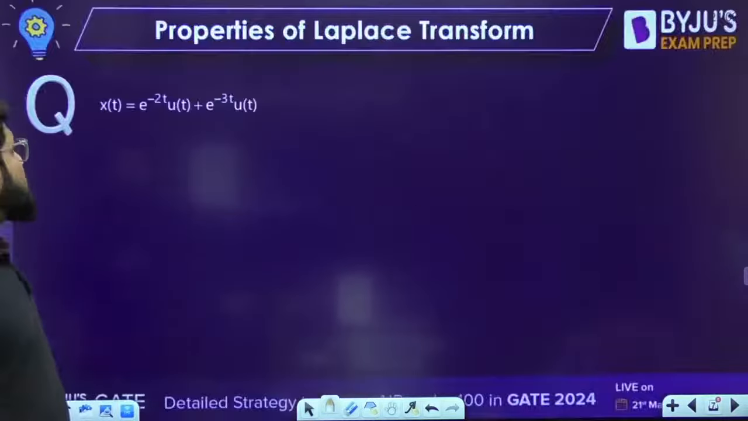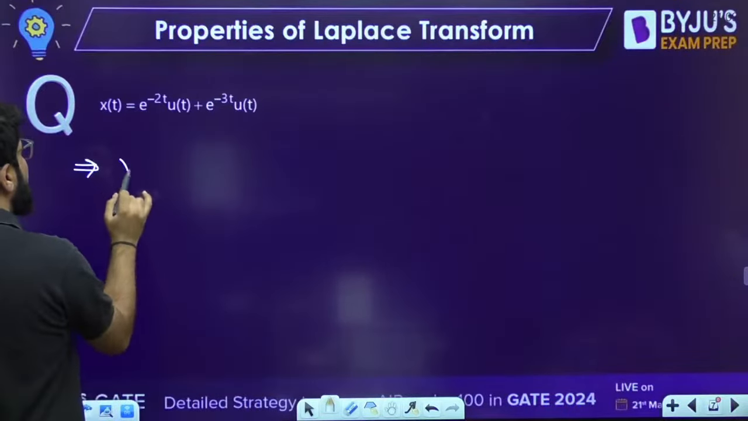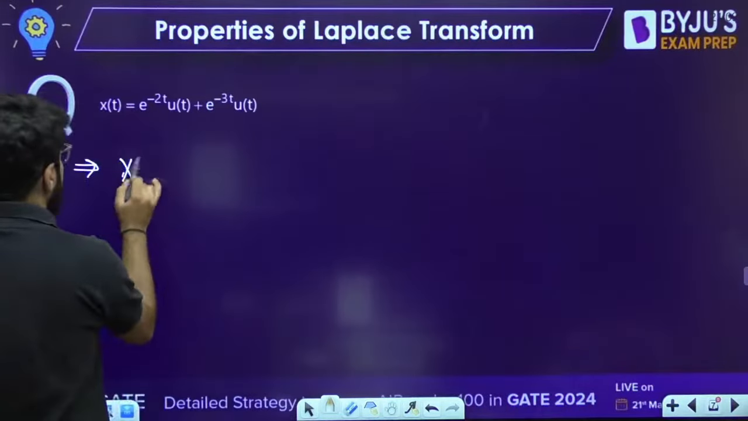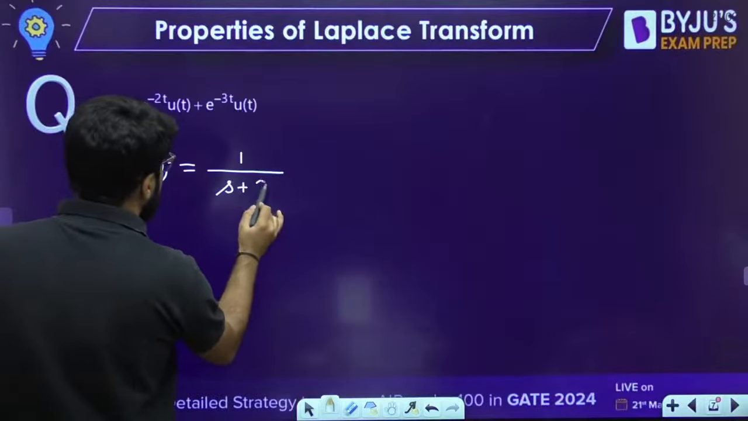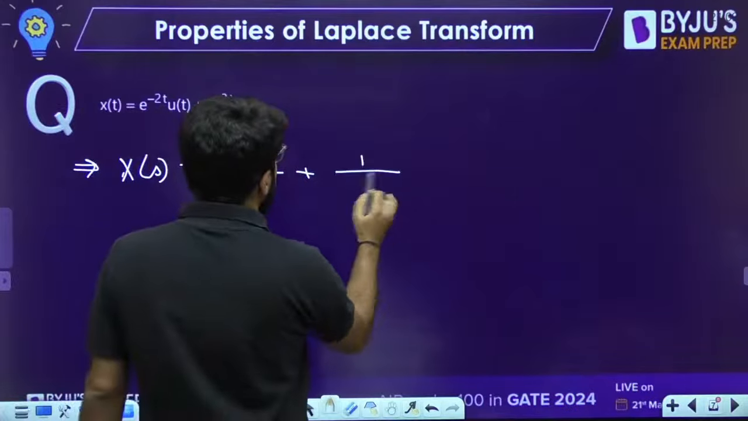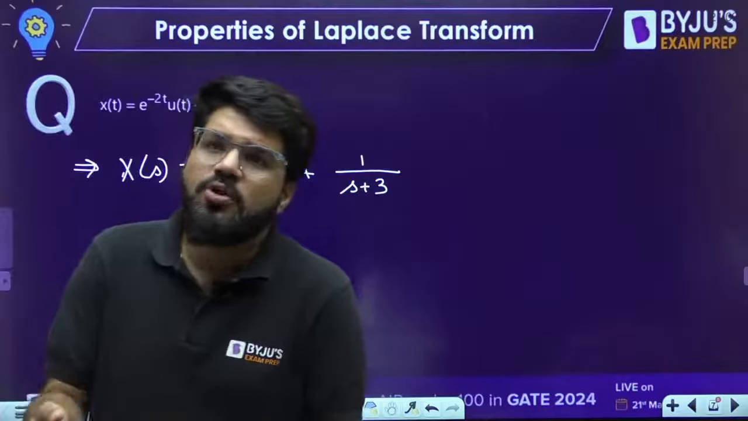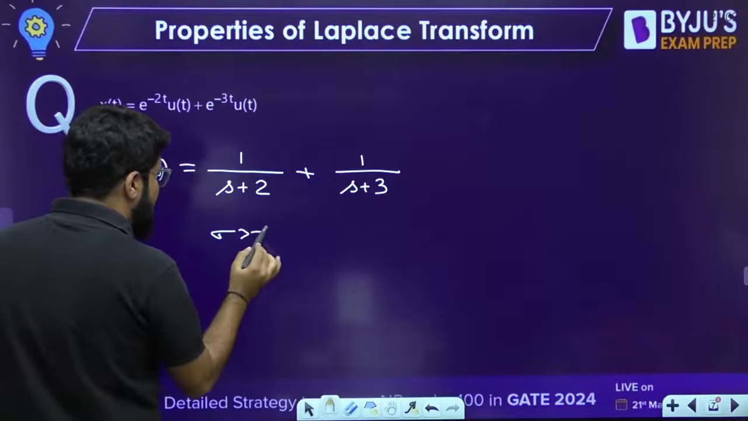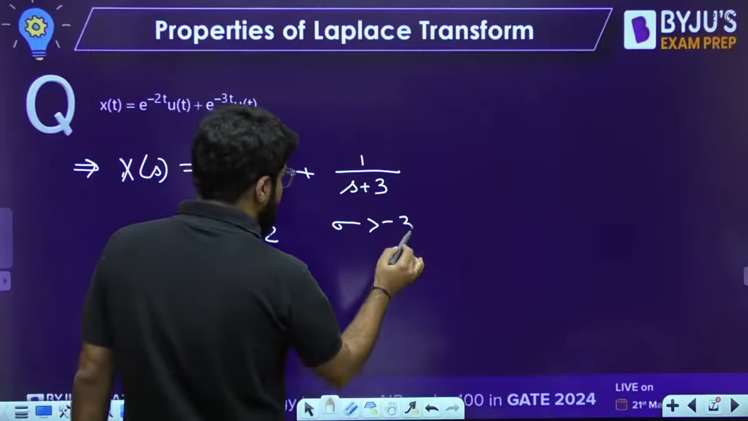Correct. So for e^(-2t) u(t) plus e^(-3t) u(t), what should be the complete Laplace transform X(s)? For e^(-2t) u(t), it is 1 upon s plus 2. For e^(-3t) u(t), again 1 upon s plus a, that is 1 upon s plus 3. Now let me write down both of the ROCs. For the first, the ROC is sigma greater than minus a, that is sigma greater than minus 2. For the second, it is sigma greater than minus 3.